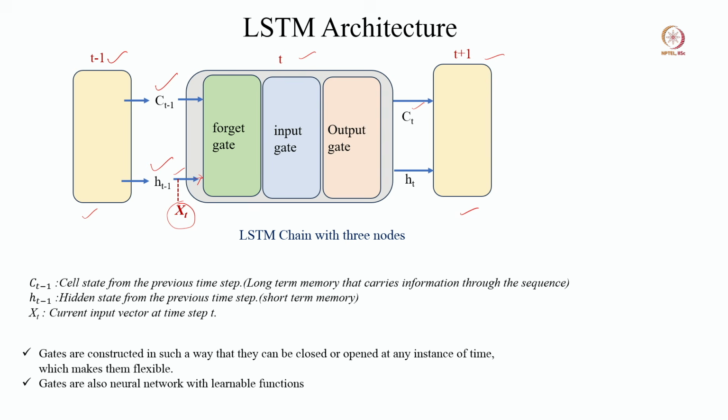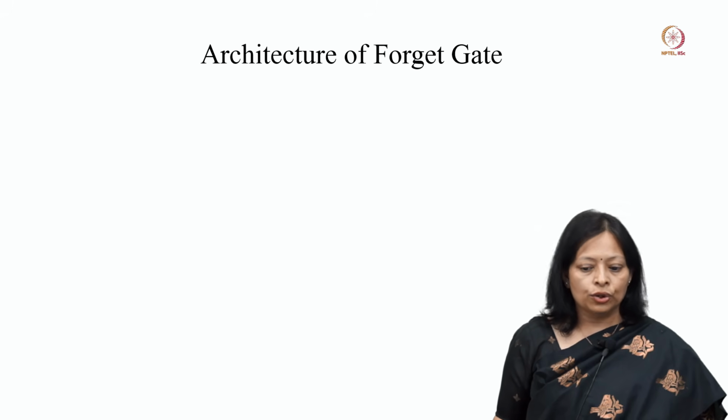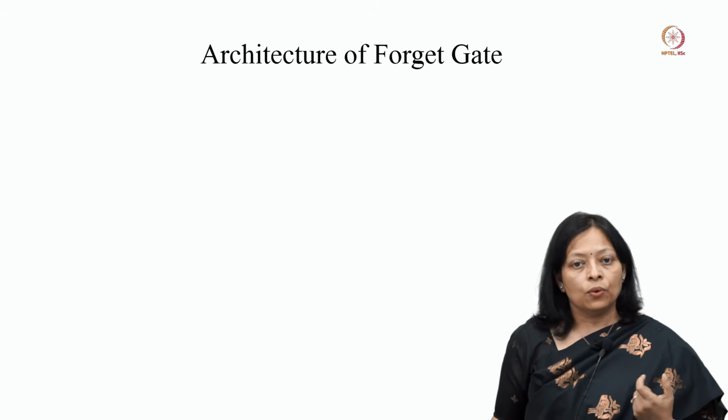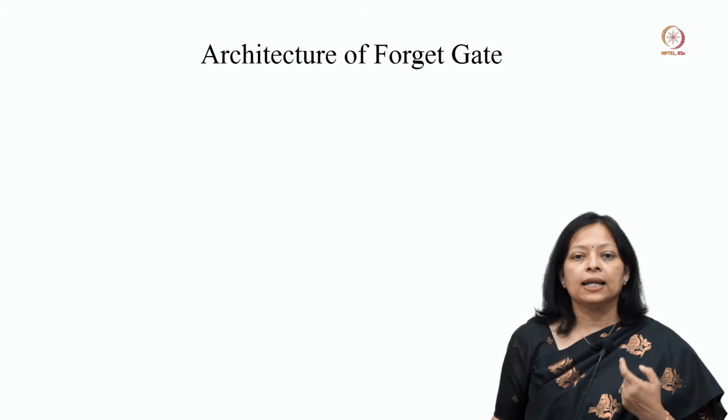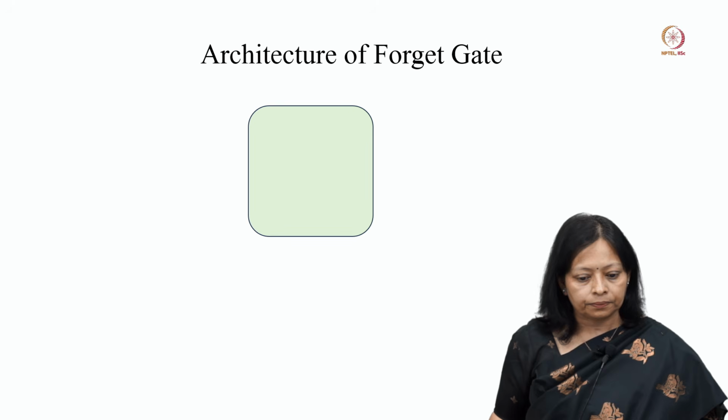Now, gates are constructed in such a way that they can be closed or opened at any instance of time, which makes them flexible. Depending on the requirement, the gates can close and open at any instance of time. These gates are also neural networks with learnable functions in them, so these are all internal neural networks. Now, we will have a look into how the forget gate is working, how the input gate is working, and how the output gate is working.